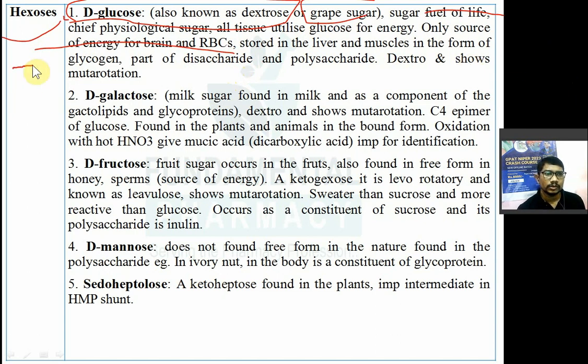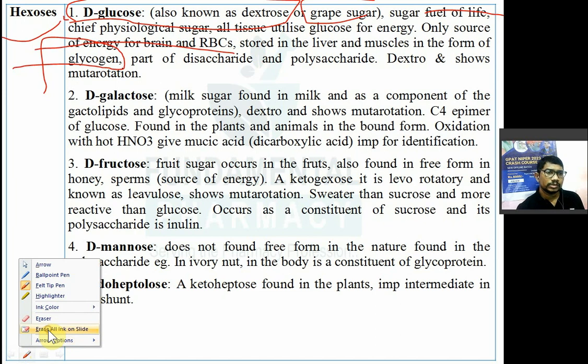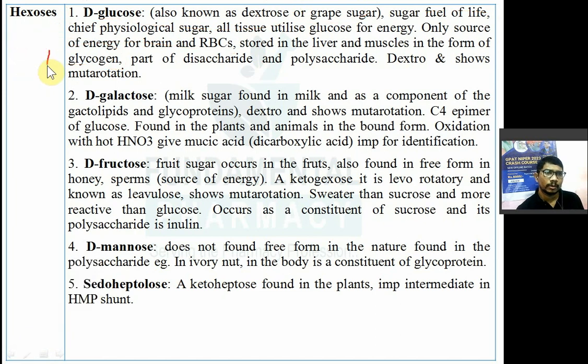So your next probable question is the storage form of glucose, a question that has already come. What is the storage form of glucose? Glucose is stored in the body in the form of glycogen. So this glycogen is nothing but the storage form of glucose. In the liver, glucose is converted into glycogen. What is glycogen? It is a polymer of glucose.